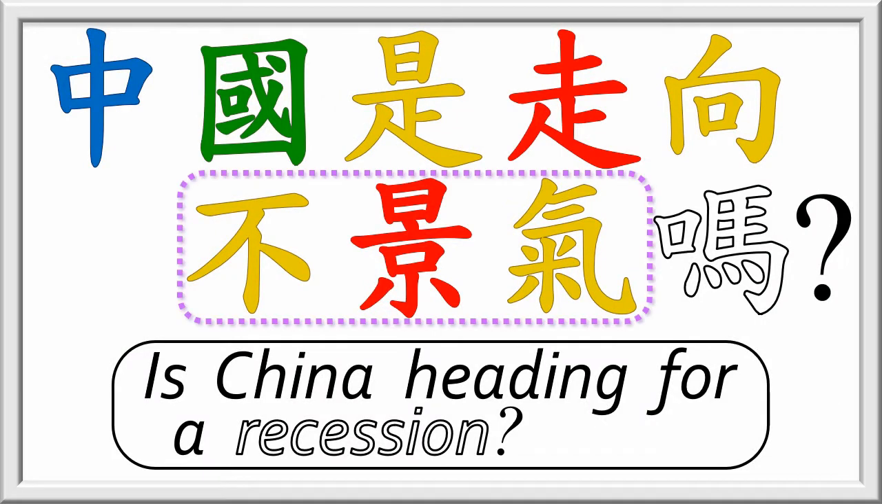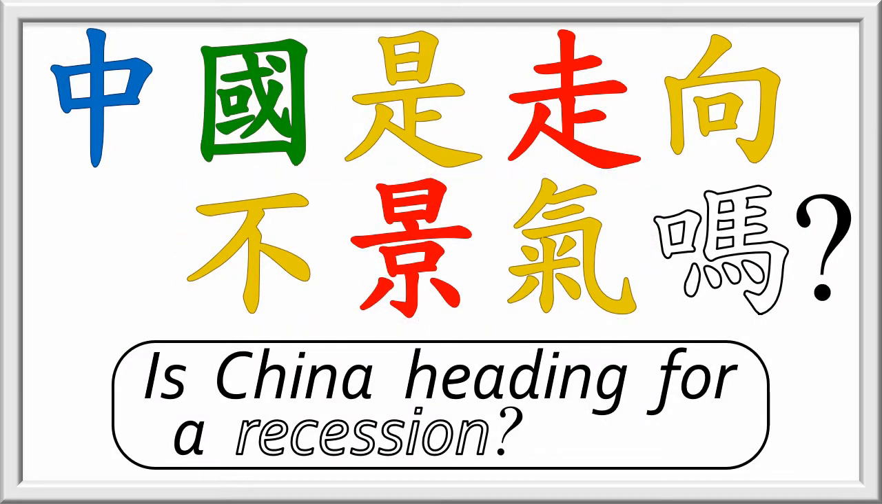Literally, shoot outdoor scenes. From natural views and movie scenery, the bright sun high above extends to the economic sphere, where it means a bright economic view, a booming economy with optimistic prospects. However, by adding the negative 不, it becomes a recession with a gloomy outlook. 中国是走向不景气吗? Is China headed for a recession? This could be the title of a news article.